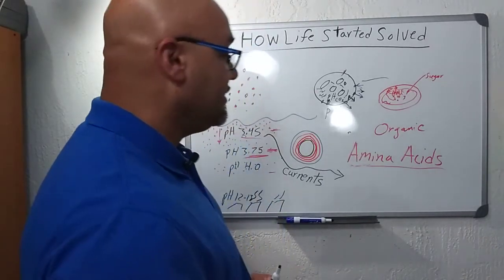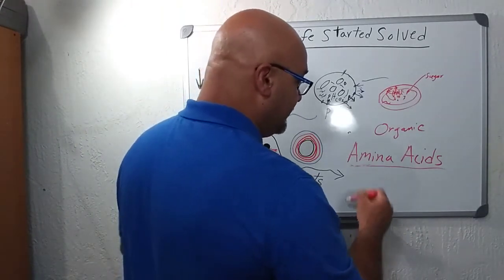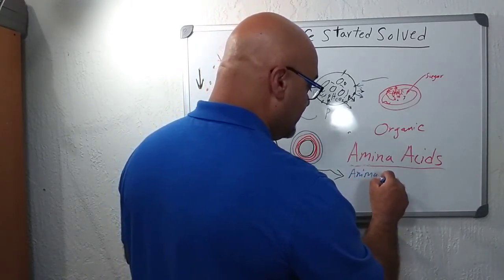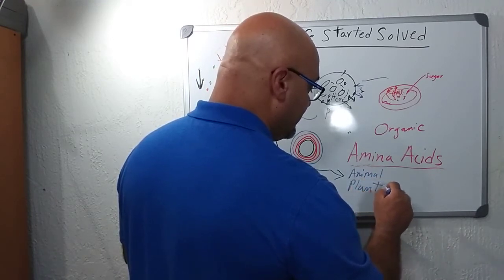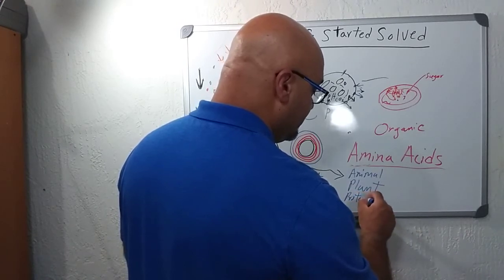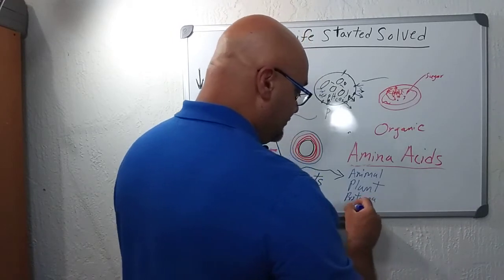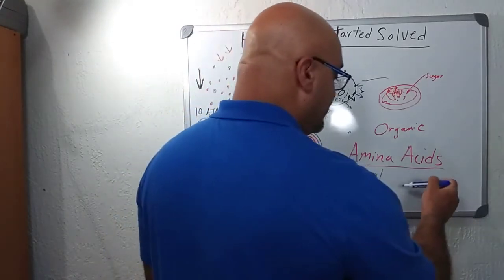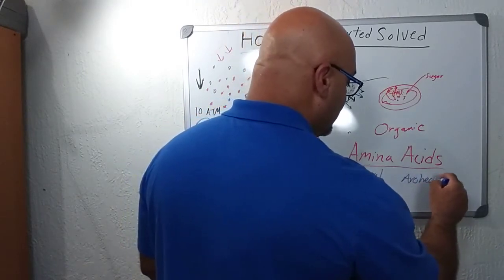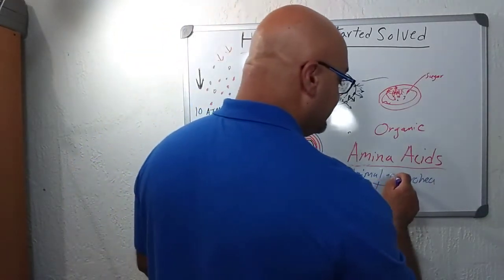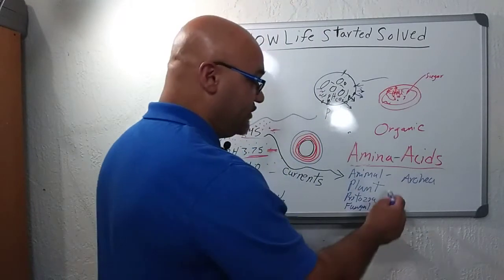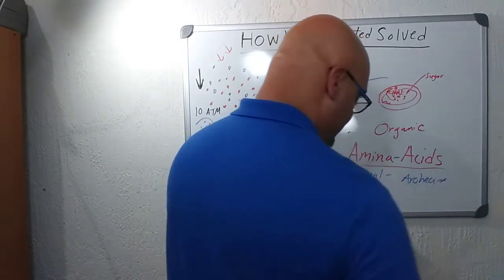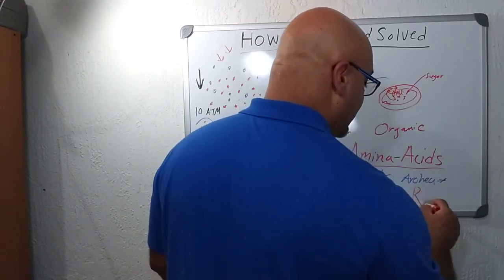But the key is that the different types of cells, animal, plant, protozoa, fungal, archaea, all use different protein sequences in the proteins that create RNA.